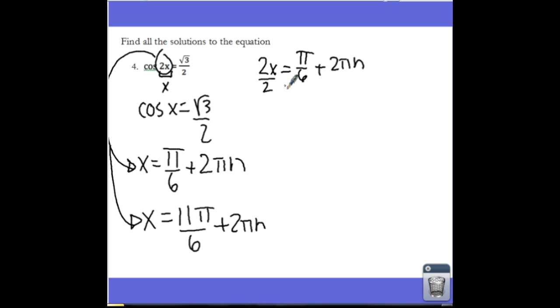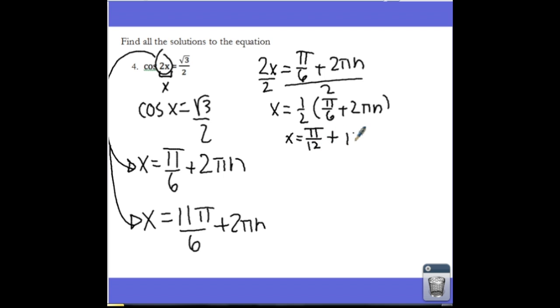So now you're trying to solve for x, so you'll divide both sides by 2, and then you have x equals 1/2 times pi over 6 plus 2 pi n. You'll distribute the 1/2, and that will leave you with x equals pi over 12 plus pi n.